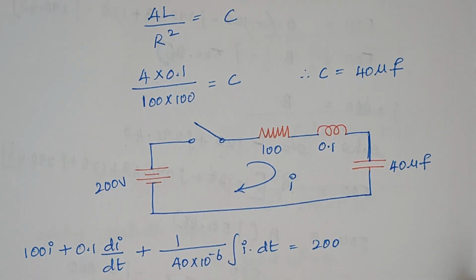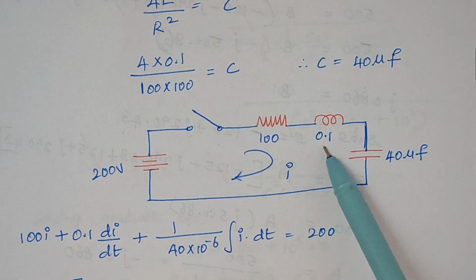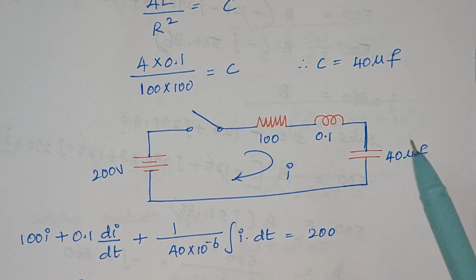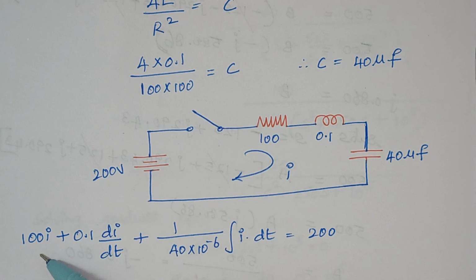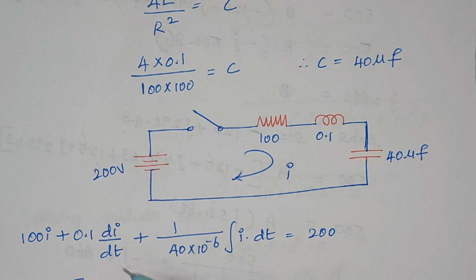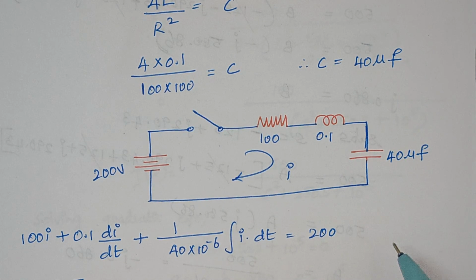So when you apply KVL, you see here 100 into I plus 0.1 into di by dt plus 1 by 40 into 10 to the power minus 6 integral of I into dt. That is voltage across resistor, voltage across inductor and voltage across capacitor, right, which is equal to 200 volt.